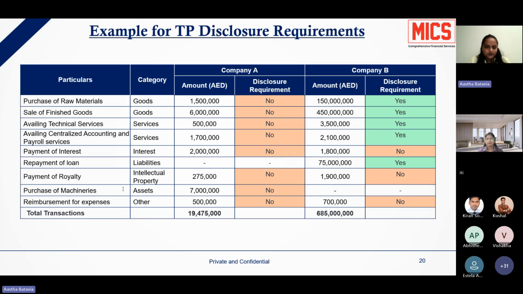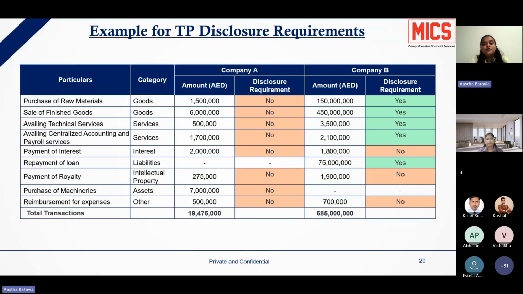Now moving further, there's an availment of technical services they have paid for, and payment for availing the centralized accounting services. Both will be classified as a service category. Individually, these will not exceed the limit of 4 million, but since they pertain to a single category, we have to combine those transactions, and when we combine them, they will exceed the 4 million secondary threshold limit.